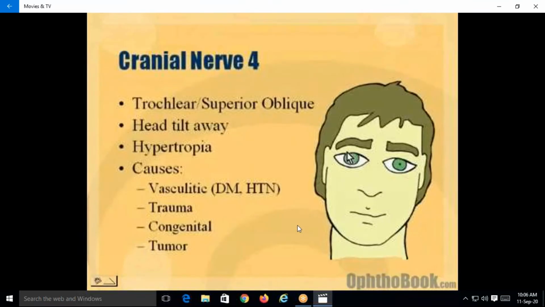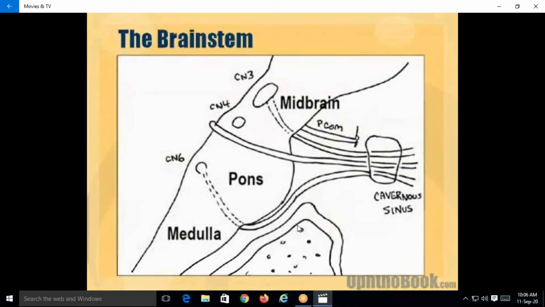I'm sorry, I'll go back. It's pointing up a little bit, and also people tend to have a little bit of a head tilt in that direction, away from the lesion. So this is a right fourth nerve palsy. They tilt their head to the left, and the causes are manifold. Unlike the other ones that have some pretty straightforward causes, really anything can cause cranial nerve 4 palsy: vasculitic, trauma, congenital, tumors, and let me show you why.